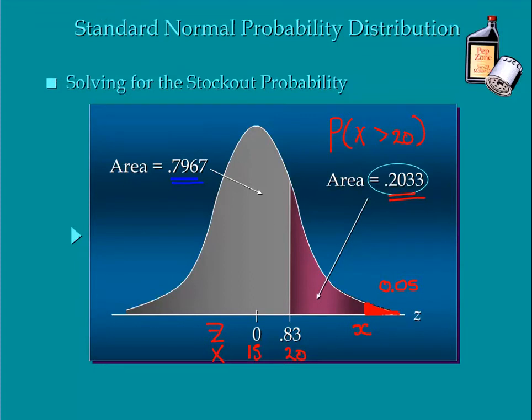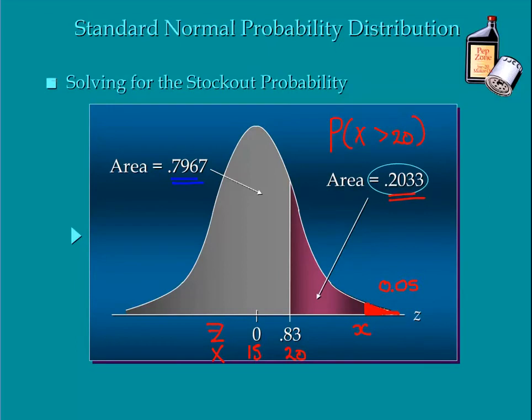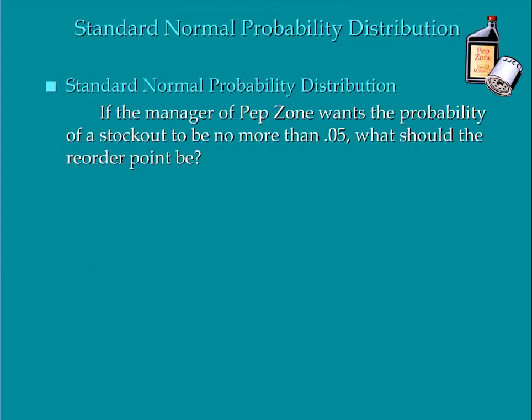So let's formally look at the question now. If the manager of PEP zone wants the probability of a stock out to be no more than 0.05, what should the reorder point be? That's the verbalization of the question we're about to ask. Okay, 5% being 0.05.